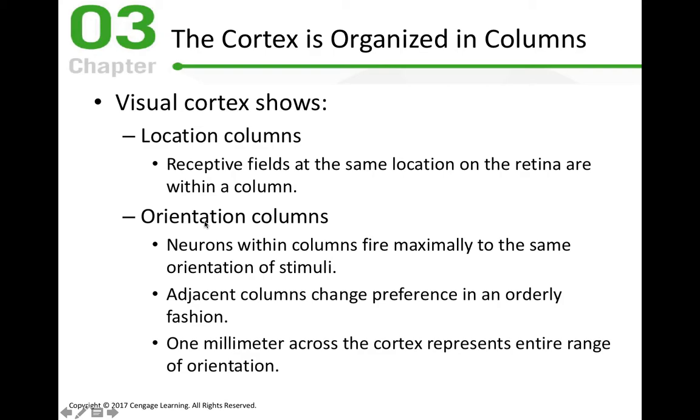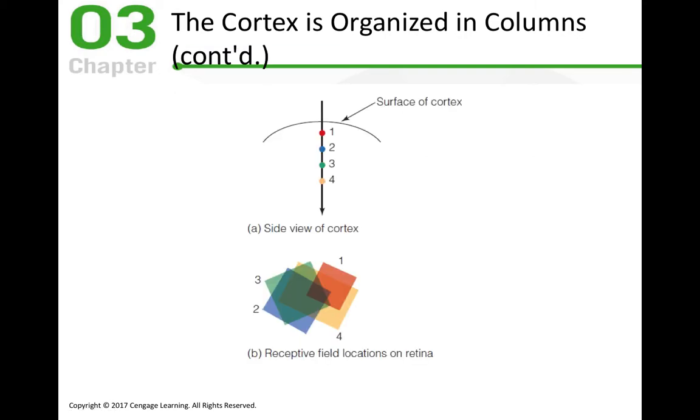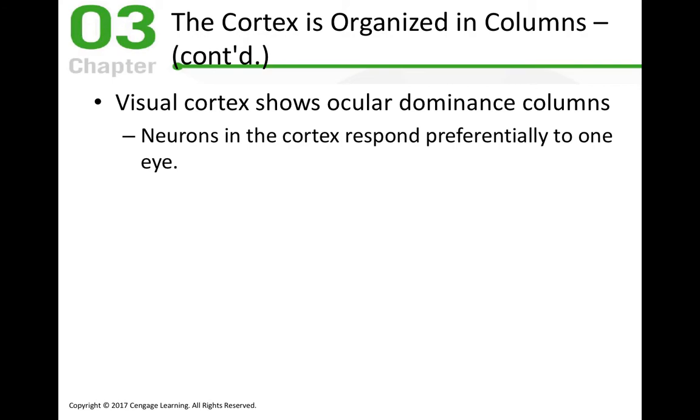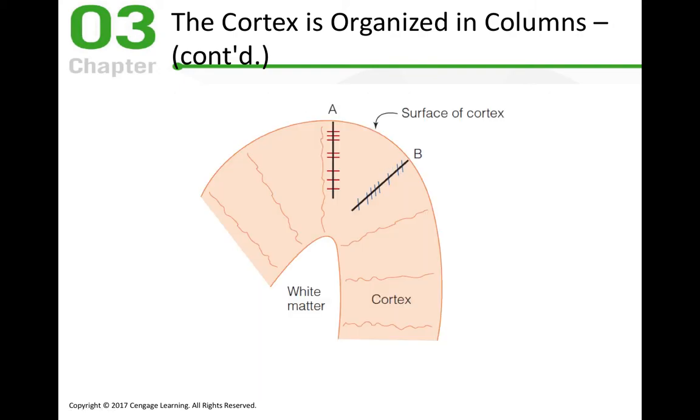And they also found evidence for what we call orientation columns. Neurons within columns fire maximally to the same orientation, like vertical versus horizontal. This is the concept that I want you to understand, that about a millimeter cubed of cortex is basically a little processing module for a part of the visual field. Okay, and so also there's ocular dominance. Some of these cells preferentially respond to either the right or the left eye in those columns.